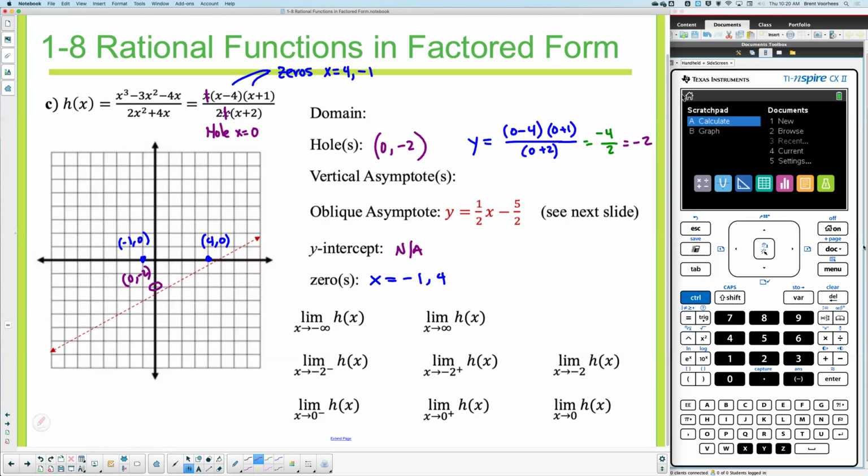What do I call a remaining factor in the denominator? That's a vertical asymptote at x equals -2. So this will be a dashed vertical line. Show me vertical with your arm. Up and down. So go to -2. Add that in there.